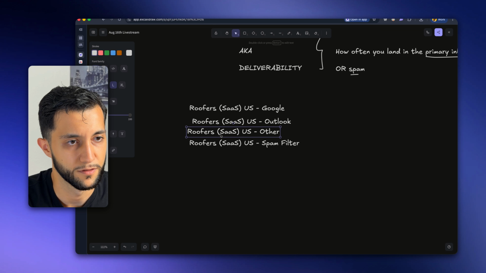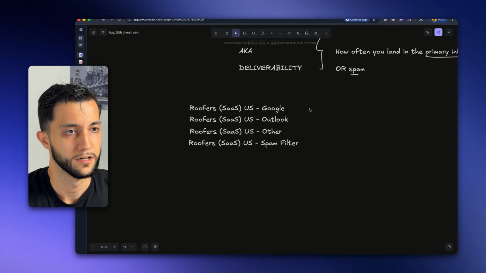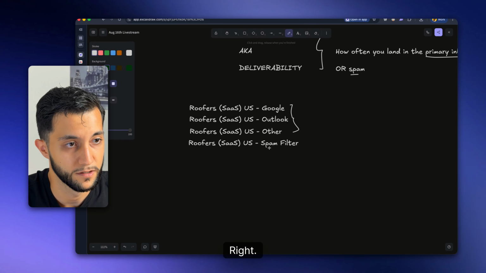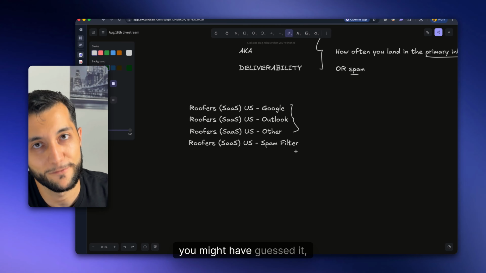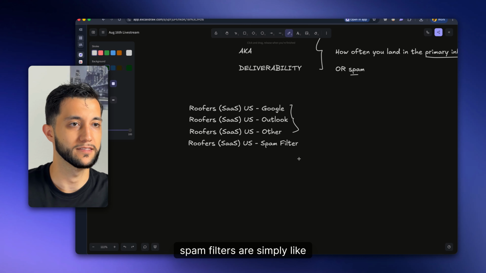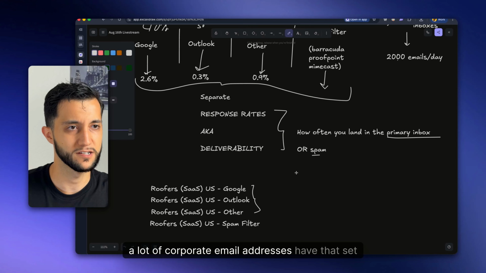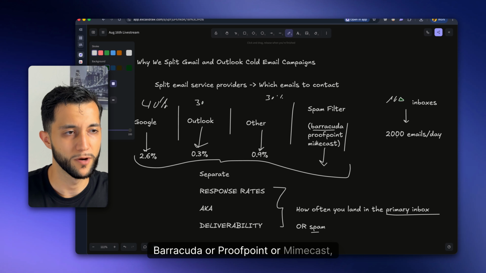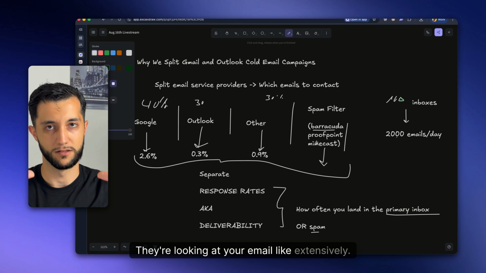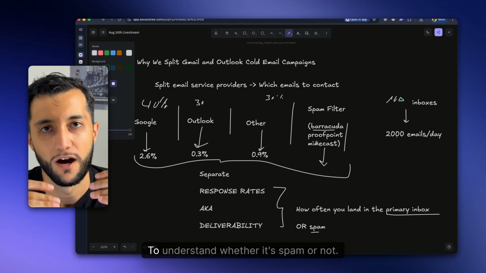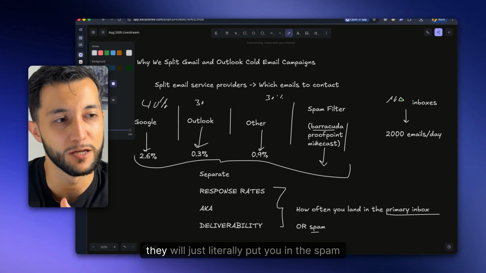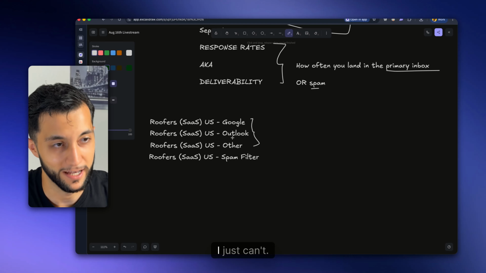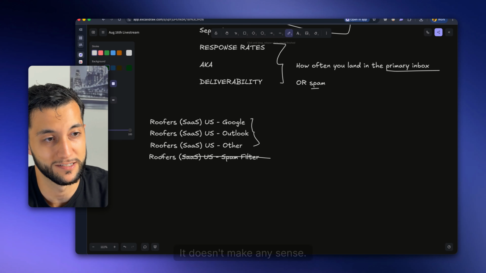Now I'm going to give you the 101 version of this. The highest ROI you'll get from analyzing this is literally these three. Spam filters, as you might have guessed, are set up on a lot of corporate email addresses. They use service providers like Barracuda, Proofpoint or Mimecast, which look at your email extensively to understand whether it's spam or not. If it's spam, they will put you in the spam folder and flag you. I don't recommend sending to them. I stopped sending to them too. It doesn't make any sense.